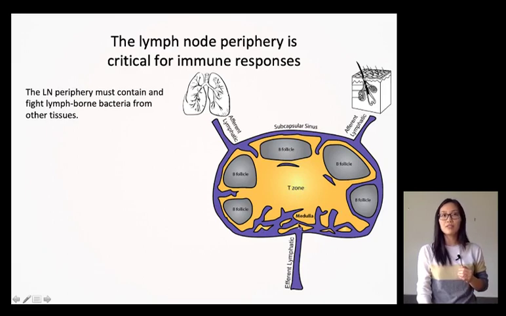sitting at the edges of the lymph node. Pathogens from the skin or the lung, for example, can drain quickly through the afferent lymphatics, get to the lymph node in the subcapsular sinus, and then quickly this fluid can drain into the medulla, where all this lymph fluid gathers before leaving via the efferent lymphatics. It's important for the lymph node to have defenses against lymph-borne bacteria so that these pathogens can't escape the lymph node through these efferent lymphatics and become a more systemic infection.